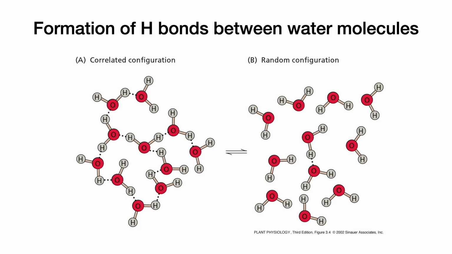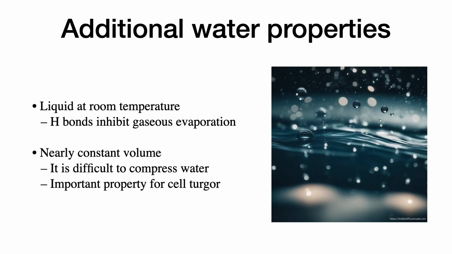This, in fact, is what happens when water molecules become cooler and reduce their vibrational activity, and eventually, as the temperatures get cold enough, those water molecules form an ice crystal. However, they also form this random configuration because of the rapid kinetic energy, and they're forming and breaking hydrogen bonds all the time. Some additional water properties that occur as a result of these hydrogen bonds is that water forms a liquid at room temperature. The hydrogen bonds between those water molecules inhibit the gaseous evaporation of water molecules up into the atmosphere, forming a vapor rather than a liquid.